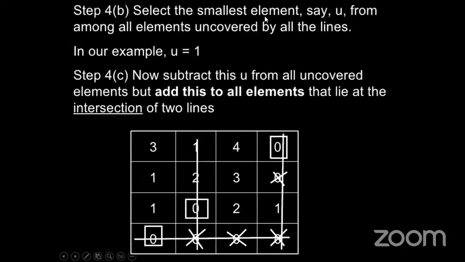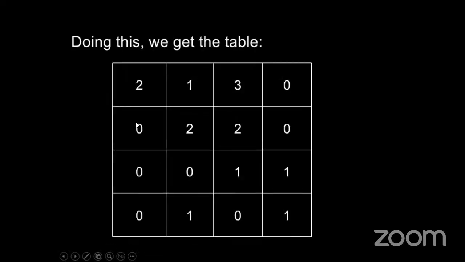4b. Select the smallest element, say u, from among all elements uncovered by all the lines. In our example, u equals 1, that is unmarked, the least cost. Now subtract this u from all uncovered elements, but add it to all elements that lie at the intersection of two lines. I told you that one. In these cells, here and here, you need to add this 1, and subtract it from the other elements, so that you will be getting a new matrix like this.